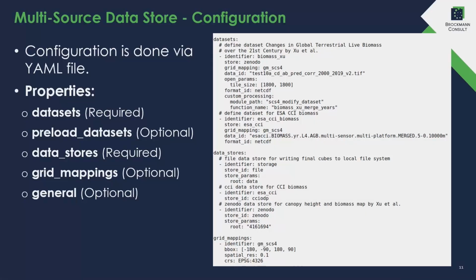How do you do that? For example, you can do it either by configuration of a YAML file, or you can create a Python dictionary. Some of the properties over here are datasets. So you specify which datasets you need, for example, biomass from Zenodo, or the CCI biomass data from there.